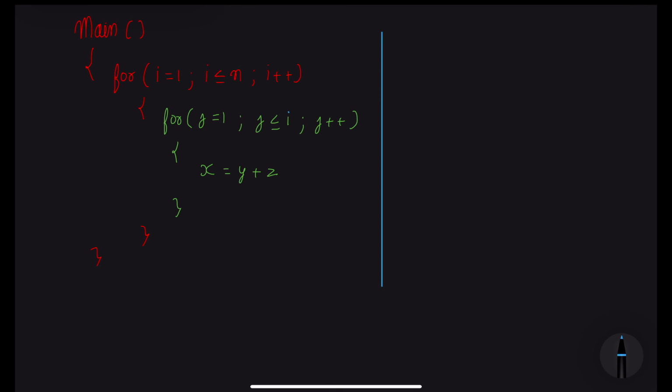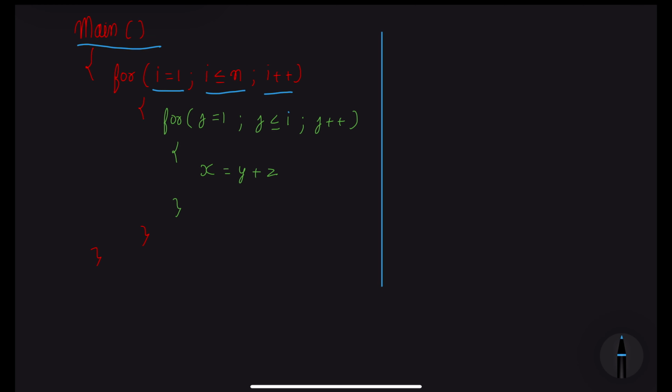Let's see the next question. So we have our main statement here, and inside the main function we have two loops. So this is a nested loop. Let's see the outside loop. The outside loop is running from I equal to 1, and it will run until the value of I is smaller than or equal to n, and this is incremented by 1 every time, so it is I plus plus.